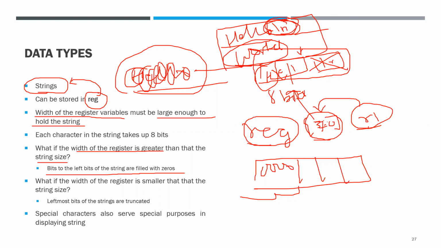So we make use of what are called escape characters, which can be displayed. These are the special characters which can be used for displaying the string. It can make the readability much better. So that is what we can check out.